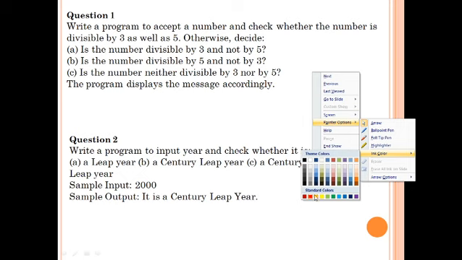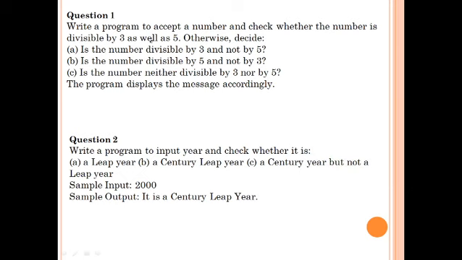Check whether the number is divisible by 3 as well as by 5. Otherwise, decide whether the number is divisible by 3 but not by 5. For one condition we have to check whether the number is divisible by 5 and not by 3. For one condition we have to check whether the number is neither divisible by 3 nor divisible by 5, and write the program to display the message accordingly. Let's see how to write the program for this question.